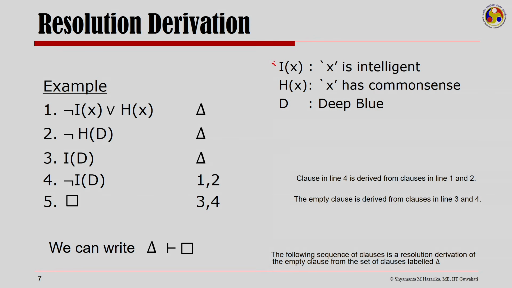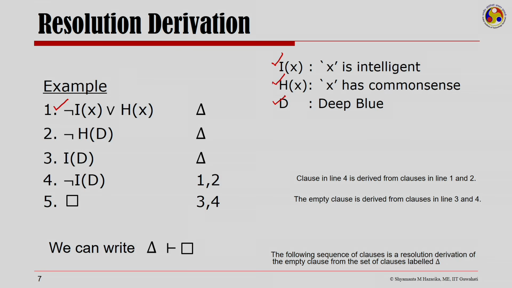I have a predicate here I(x) to mean that x is intelligent, H(x) to show that x has common sense. Let us take a constant d to mean Deep Blue. So, the first statement is saying if something is intelligent, it has common sense. So, I am writing I(x) implies H(x). I could write that in clausal form as not I(x) or H(x).